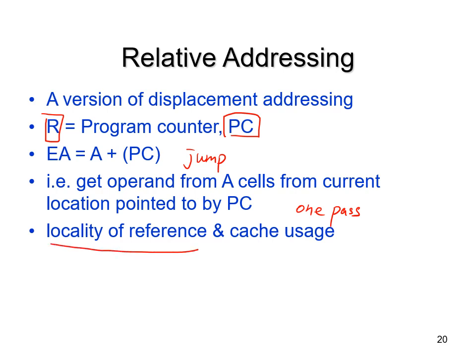Using this approach, just like displacement addressing, it is good for locality of reference. Locality of reference means that all the data or code usually form a segment. The data are stored in a continuous way. Therefore, using relative addressing, we can speed up the data access for your program. And you may also consider using this approach for the cache memory.